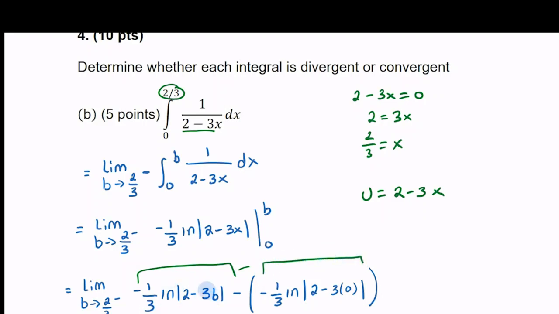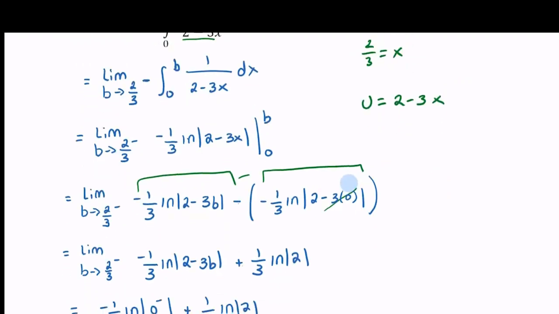So we'll deal with this after. If we plug in 0, 3 times 0 is going to cancel out, so we're just going to be left with the absolute value of 2. And negative will force us to be positive 1 over 3. Now, we have to go ahead and plug in 2 over 3 from the left side.